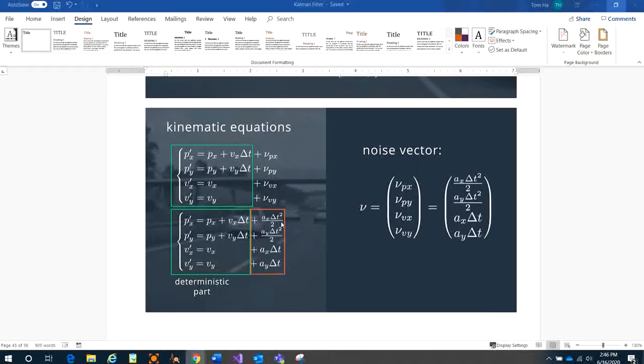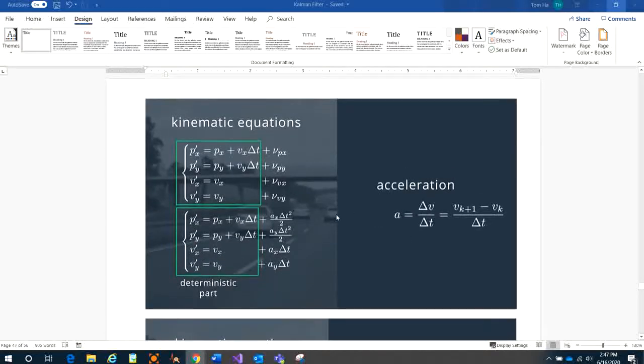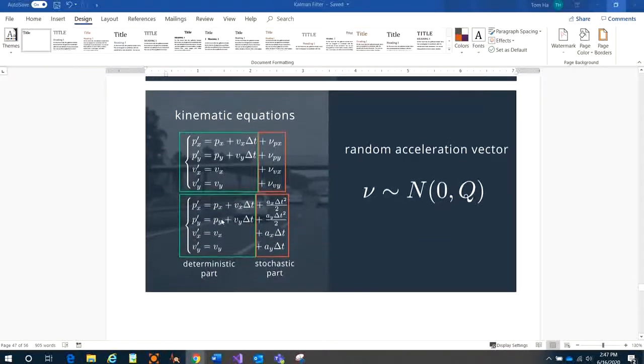For the x and y, we have the ax, the acceleration x, and acceleration y, right? So we have the noise vector right here, ax delta t squared over 2, and similarly with the ay, delta t squared over 2, ax delta t and ay delta t right here. That's the noise vector, right? And you know the acceleration equals the new velocity minus the old velocity, divided by delta t, right? So we plug into the formula. We have this part. That's the noise vector, the acceleration vector.